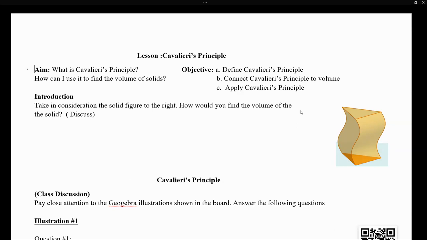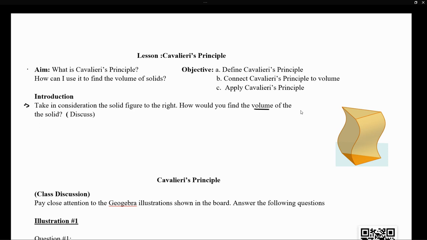In this video, we will talk about Cavalieri's principle. So let's get started. Let's start by looking at the small introduction question, which states: let's take into consideration the solid on the right-hand side and think about how we will find the volume of this solid.